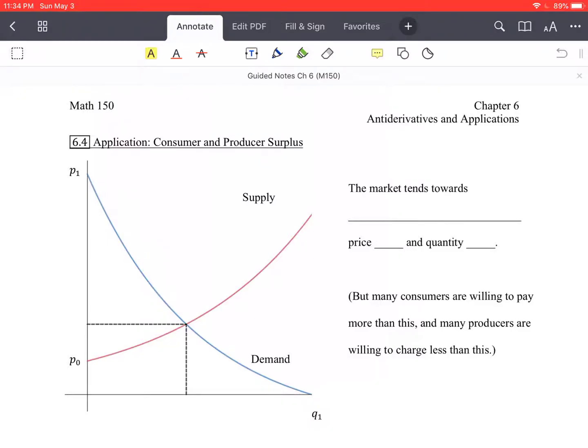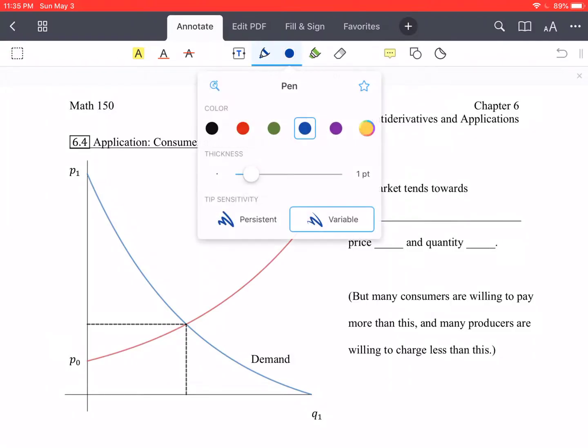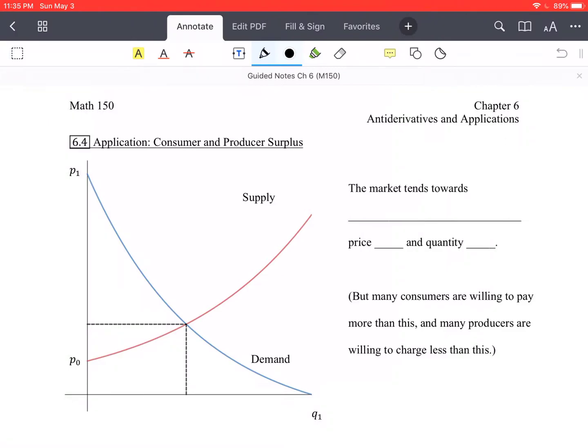All right, let's get into section 6.4, talking about applications of integration, area under a curve. And particularly when it comes to finance and economics, we're talking about consumer and producer surplus. So here you can see we have supply and demand equations, these functions given to us here in the graph. So supply increasing and then demand decreasing down here. Okay, and then this is our price axis, the vertical axis, and our quantity axis is horizontal.